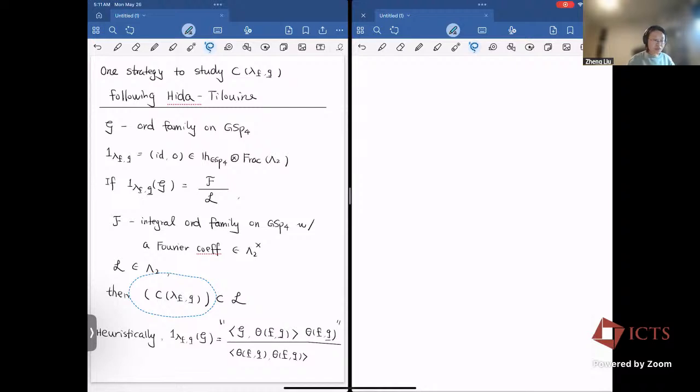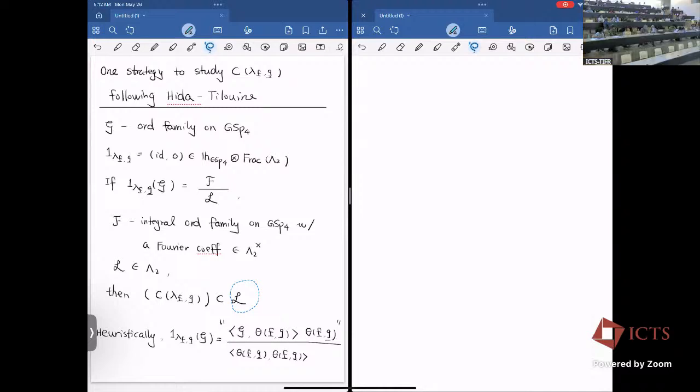So that will also be reflected in the normalization part, in the denominator in the end. The denominator will include some Petersson norm of F and G on the quaternion algebra. Thank you. Anybody else?